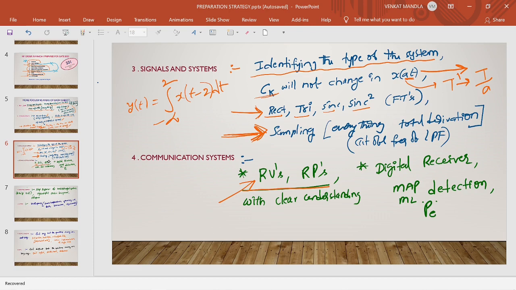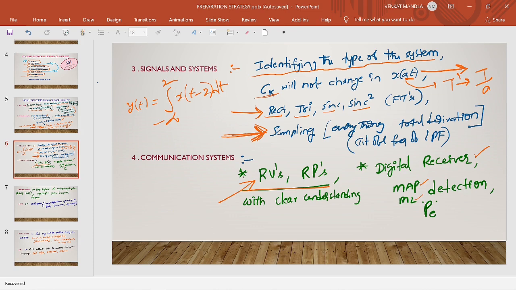Why? Because most of the questions are coming from the digital receiver, where MAP and ML detections, maximum a posteriori and maximum likelihood detection. There they are asking the probability of error. So with these kinds of problems, you need these random variables and random process concepts.